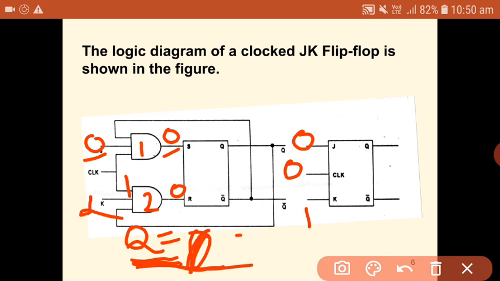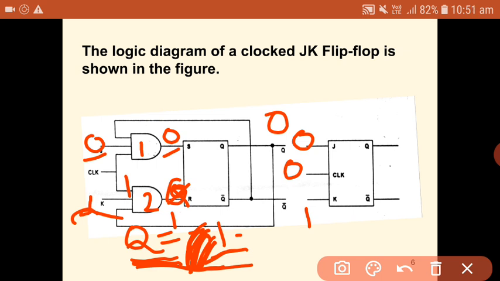Now instead of assuming Q to be equal to 0, I am assuming Q to be equal to 1. So what will happen? K is equal to 1, clock is 1 and Q is also 1. So the output of the second AND gate will become 1. So for S is equal to 0 and R is equal to 1, again you will be getting the output as 0.